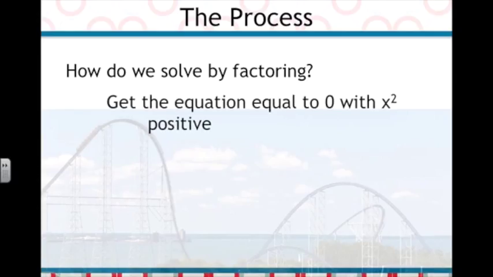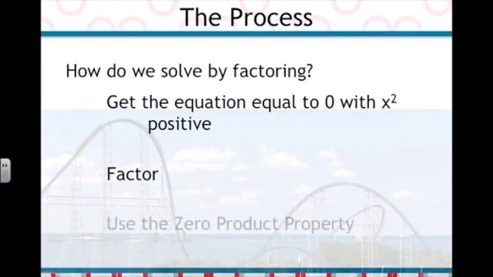First, get everything on one side of the equation so it's equal to 0 and the x squared is positive. Next, factor the quadratic. This is why we want to make sure the x squared is positive when we get the equation equal to 0, because the factoring is much easier this way. Finally, use the zero product property to find the roots of the equation.